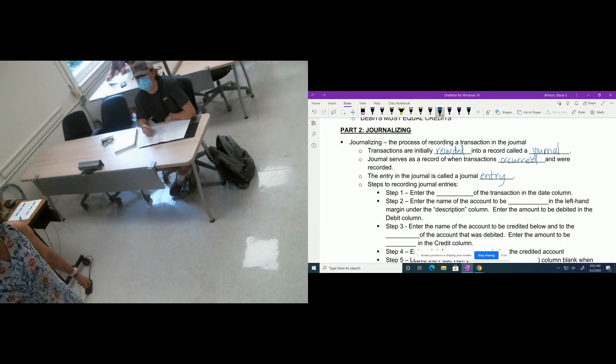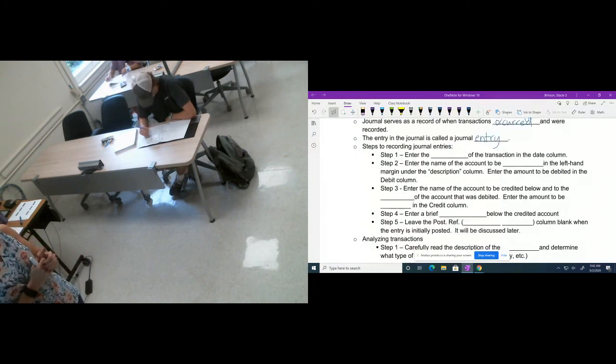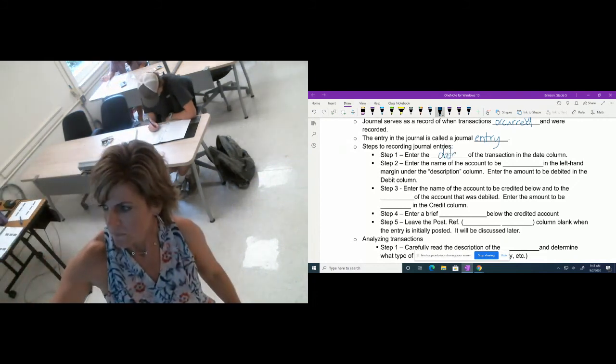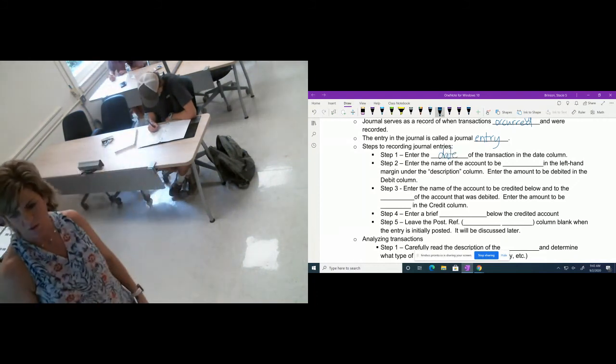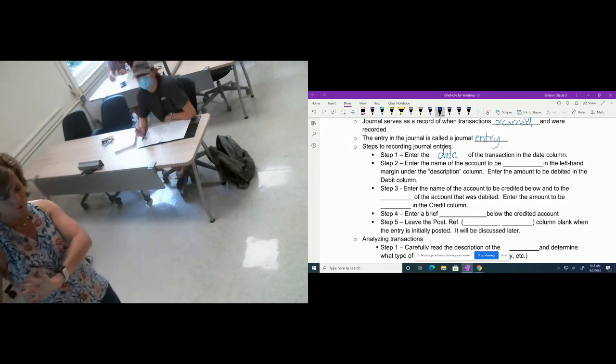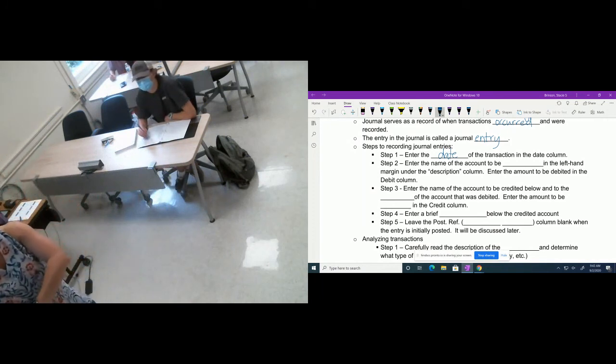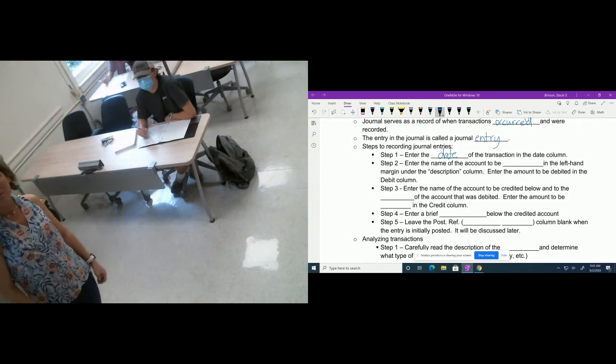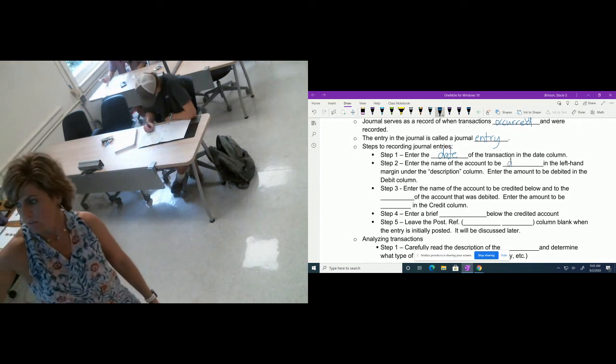All right, so steps to recording journal entries. This is going to be important to you as you go through the process. All right, so the first thing we're going to do is enter the date. And once we're looking at the form, it'll make more sense. We're filling this in as something for you to go back to and refer to when we start making these entries. You're going to enter the name of the account to be debited.